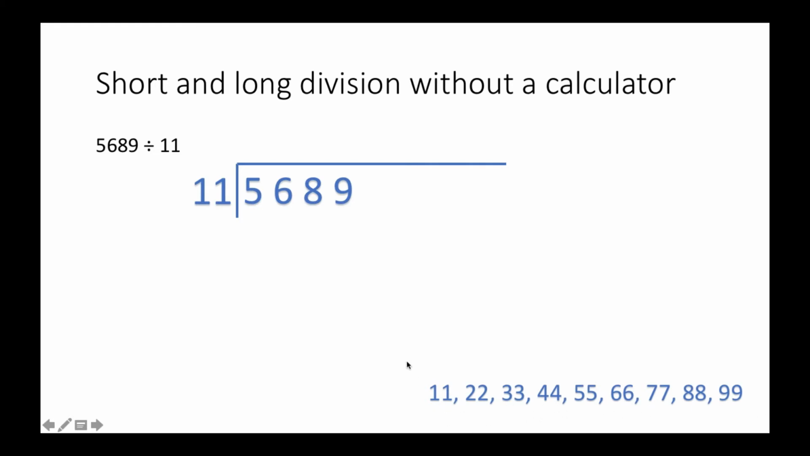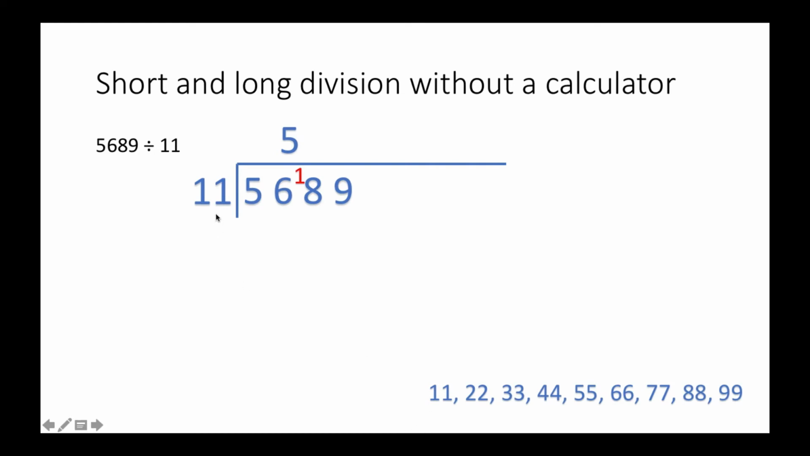Okay. And I want to know how many 11's go into 56 because I can't put 11 into 5. So how many 11s go into 56? If I count, I've got 1, 2, 3, 4, 5. I can't go to 66 because it's too high. So the closest number I can get to 56 is 55 in the 11 times table. So 5 goes above the 56 because I've used all of it. From 55 to 56, I've got one remainder. So that gives me 18.